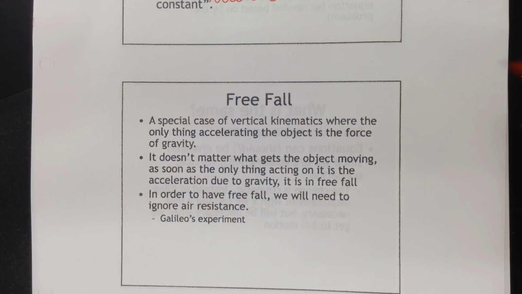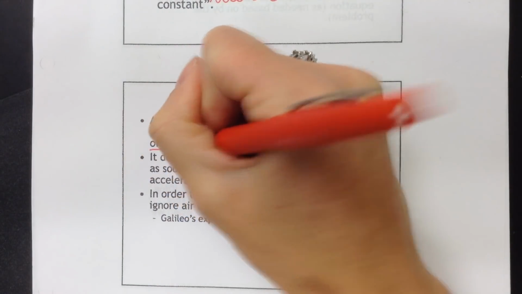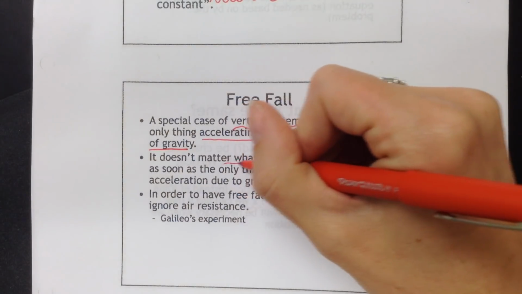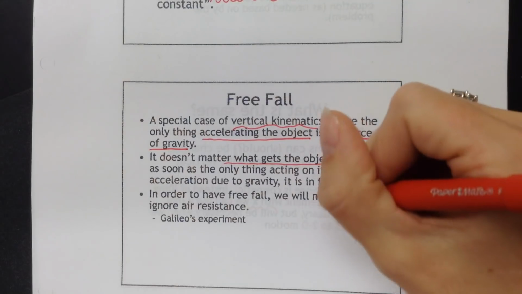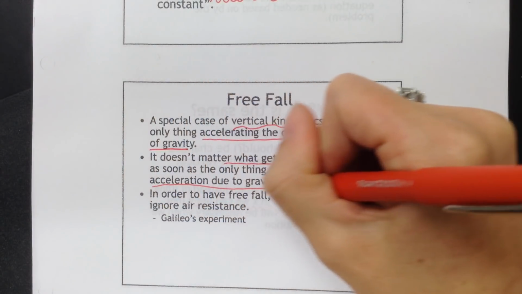So free fall is a special case of vertical kinematics where the only thing accelerating your object is the force of gravity. To put it simply, anytime you drop something and it's falling through air, it's technically in free fall because the only force that should be acting on it is gravity, which is pulling it down. It doesn't matter what got the object moving. All we care about is, as it's falling through air, is the only thing acting on it gravity. Therefore, we say it's in free fall because gravity is the only thing causing it to accelerate.